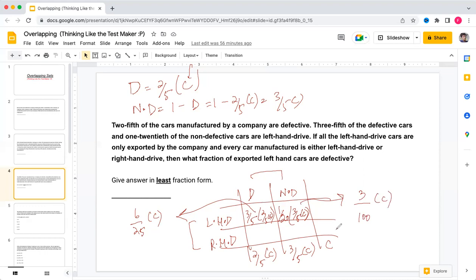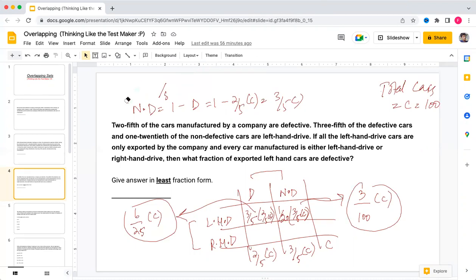So one way is to just proceed with this and get an answer in terms of C, but that is a bit time consuming. So why not assume some value for C so that this is an integer and this is also an integer? That is possible if we take the least common multiple of 25 and 100, which is 100, right? So if I assume total cars C equals 100, then I can get straightforward integer values. That is easy to solve. So now C is equal to 100.